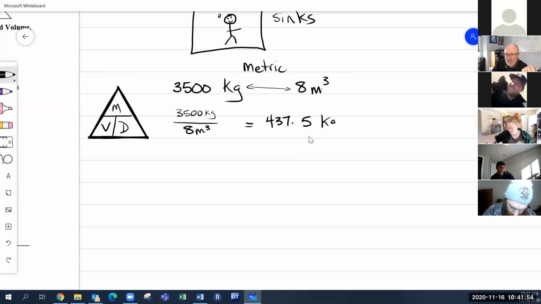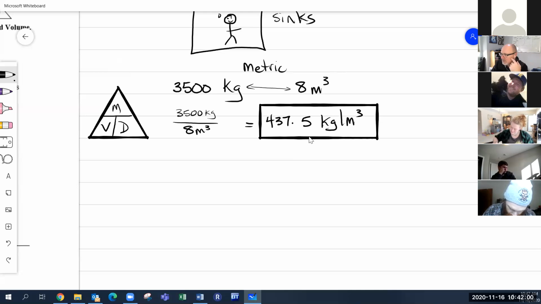So the density of this is 437.5 kilograms per cubic meter. So that's the density of that object. Yes? Pretty straightforward stuff. It's pretty easy so far. Now, I'm going to shoot you a couple more numbers here.